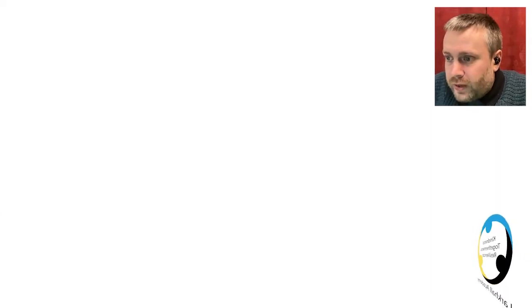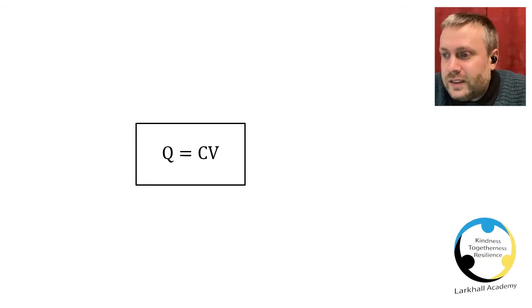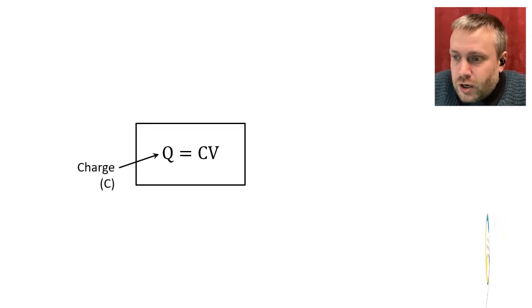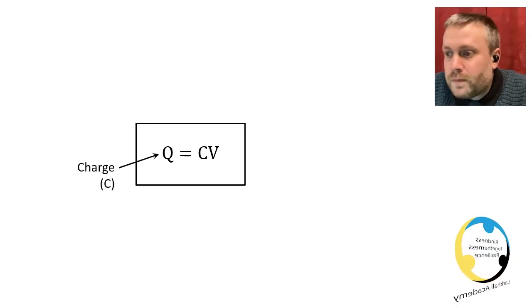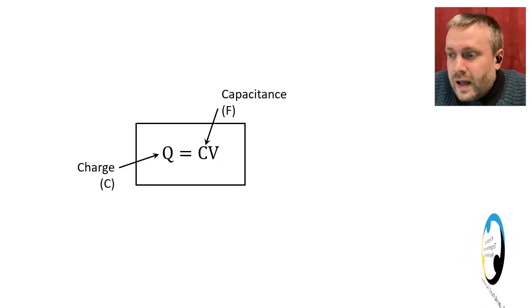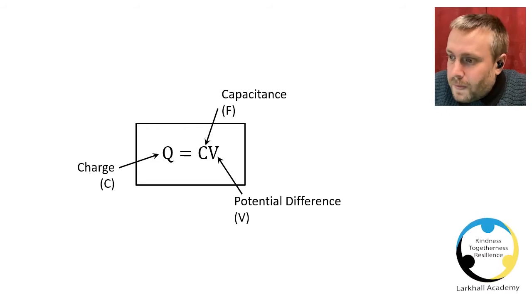So let's have a look at that equation. We have our equation here. Q is equal to CV. So that is Q standing for charge, measured in coulombs, C being our capacitance, measured in farads, and V being our potential difference, measured in volts.